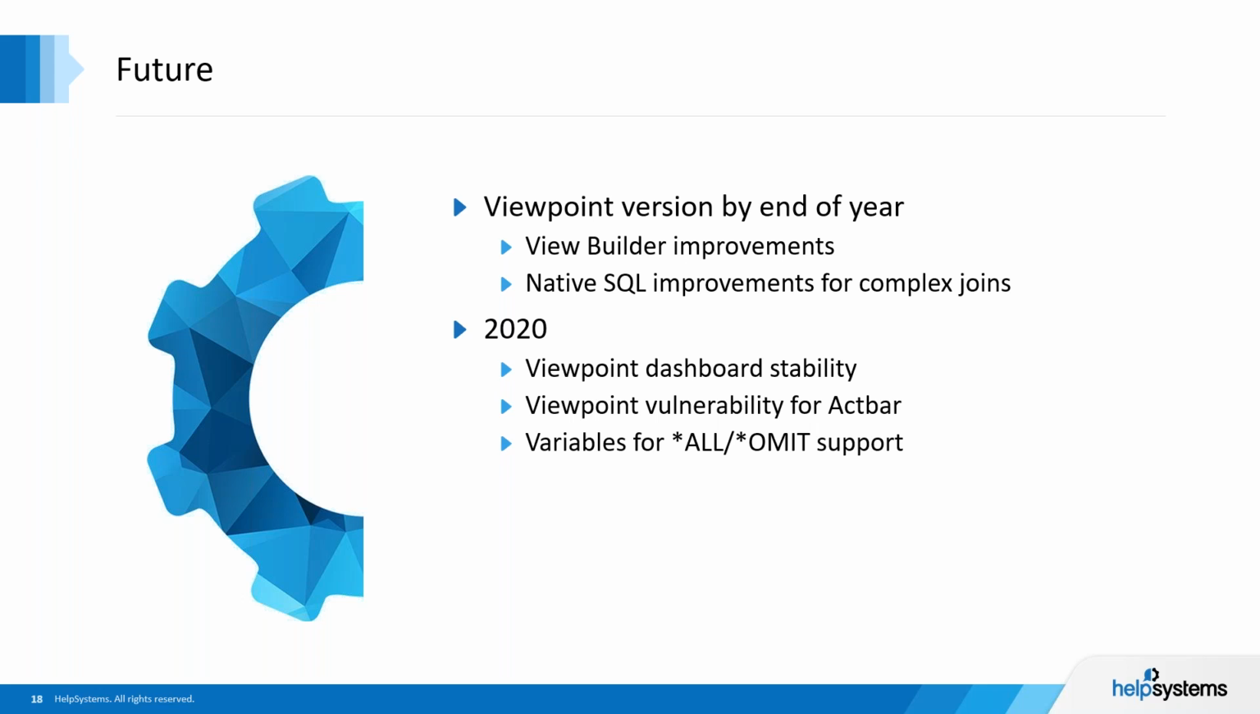Then we're going to take a look at our variable prompting. If you've ever used star all or star omit for a variable, in other words, I don't want to prompt for a state today, I want all of the states, we're going to make that more user-friendly in terms of the setup of that. And that's where we're going in the early part of 2020.